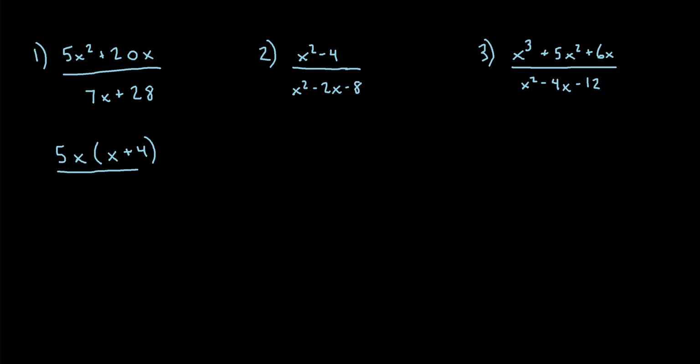Now let's take a look at the denominator. What can we pull out of 7x and 28? What do they have in common? That would be a 7. So we'll pull out a 7, and that leaves us with x plus 4.